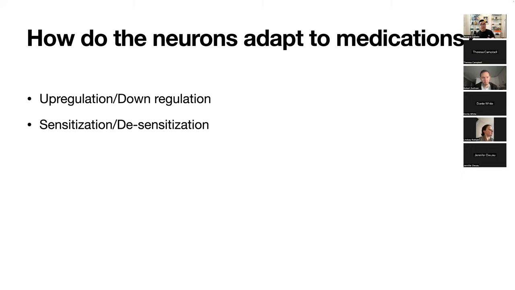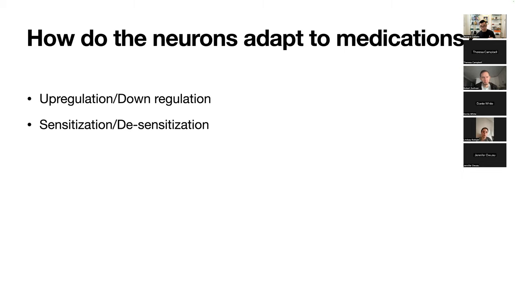Once again, how do neurons adapt to medications? If you're giving someone a blocker, let's say you're using it for psychosis, you're giving them a D2 blocker, which is a G protein receptor. What happens to that receptor in the postsynaptic neuron? If you keep blocking it, it's going to upregulate, or it can also become more sensitive.